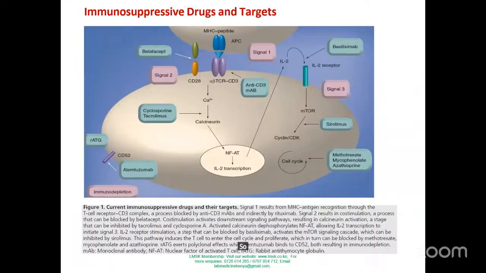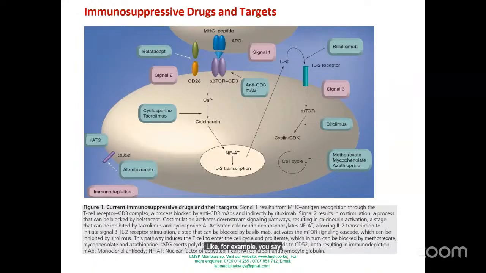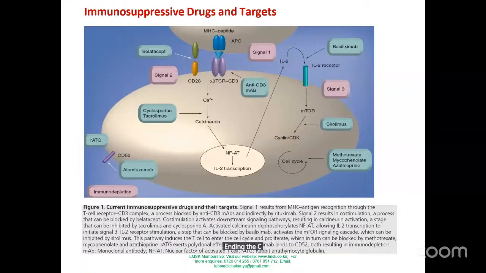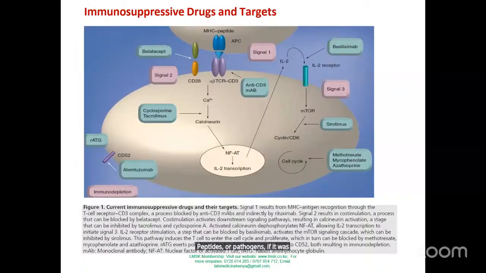This diagram just summarizes the immunosuppressive drugs and their targets. For example, the first signal is when the T cell receptor, on either CD8 or CD4, binds the peptides. The peptides here are presented by MHC class 1 and MHC class 2. Another thing we need to know is that MHC class 1 normally presents endogenous peptides or pathogens, if it was an infection like bacterial or fungal.